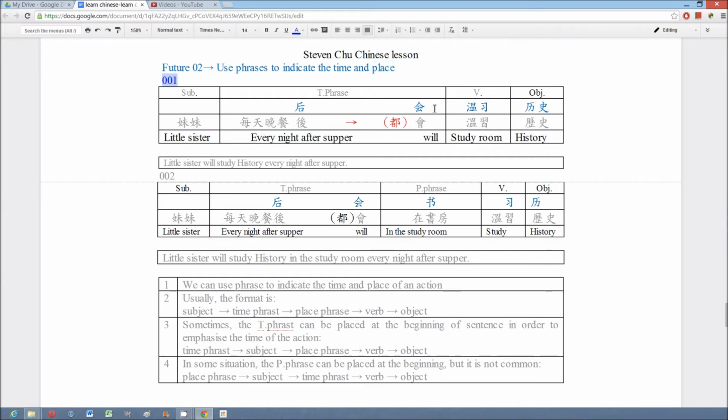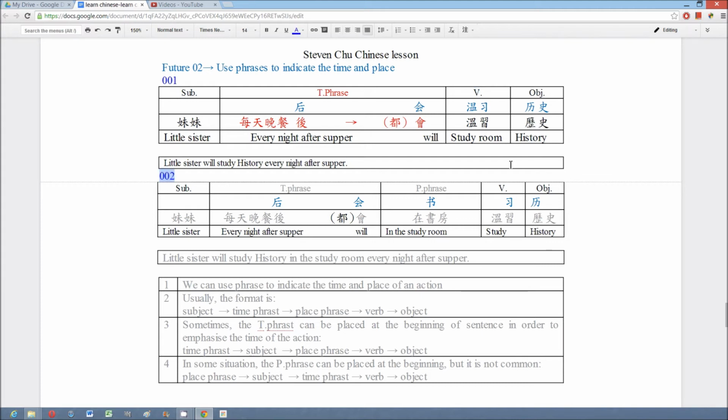Example number 1, 妹妹每天晚餐後會溫習歷史. Little sister will study history every night after supper. In this case, we put the time indicator in between the subject and the verb to show when the action happens.